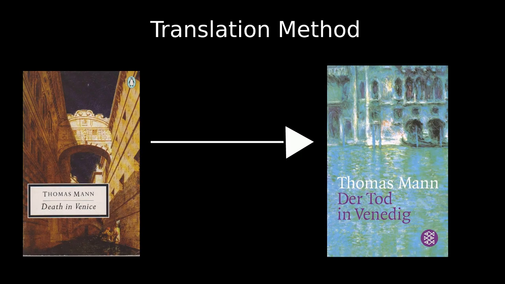Method number 3 is what I'd call the translation method. This is by far the most effective method, in my opinion, of building reading ability in a foreign language, especially once you've run out of bilingual texts. This method requires the acquisition of a book you would like to read in your target language and a translation of this same book to your native language. For example, you buy Der Tod in Venedig, or Death in Venice by Thomas Mann in German, and also a copy of this book in English. Since after a certain point you run out of bilingual text to read, this is the next best thing.